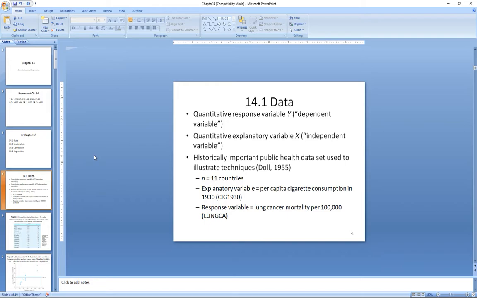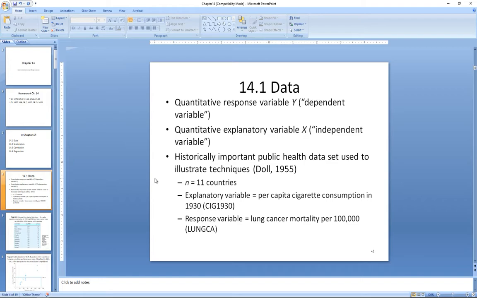So getting into our data, 14.1, we have a qualitative response variable of y, which is our dependent variable, and then we also have our quantitative explanatory variable x, which is also our independent variable. We're going to be looking at a public health data set used to illustrate these techniques. So we have 11 countries with our explanatory variable, per capita cigarette consumption in 1930, represented as CIG 1930, and our response variable of lung cancer mortality per 100,000, which is LUNG CA.